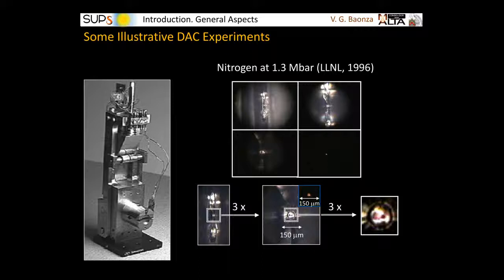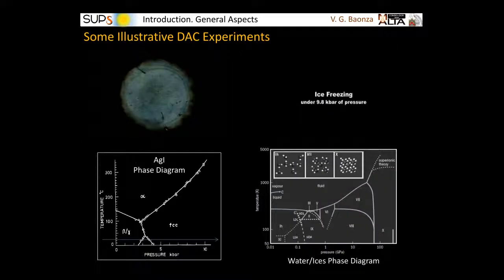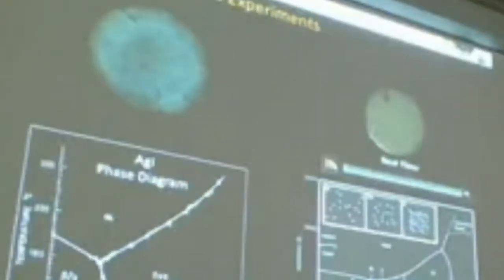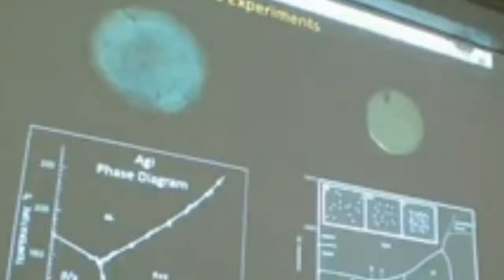And two examples to finish. When you look into the diamond anvil cell, what do you see? These are two examples that I looked for on YouTube, and I cannot find the reference. But if you search diamond anvil cell on Google and YouTube, you will find these two movies. One of them is ice freezing. This is what you see in a diamond anvil cell if you put in water.